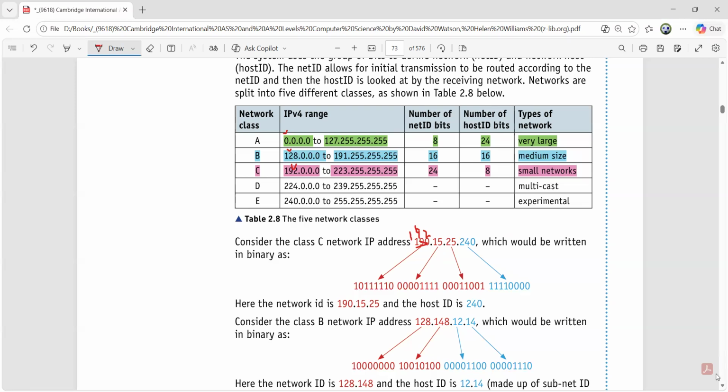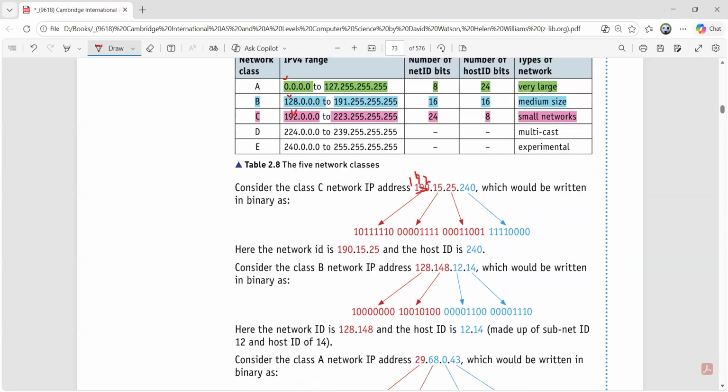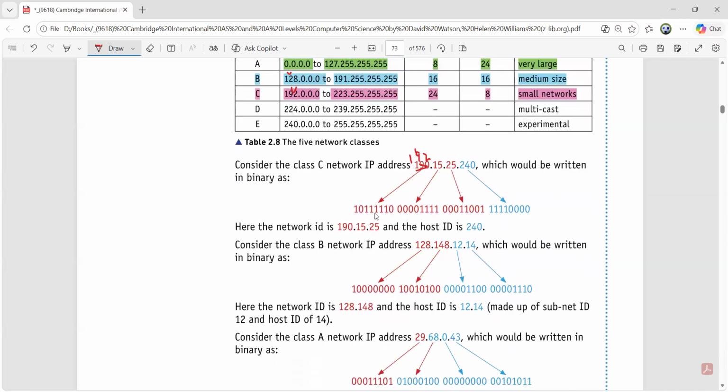When you talk about the bifurcation, it is going to be in binary form, because binary is what the computer understands. Computers only understand binary values, no other value. So this is what is written by the network administrator, and this is what we humans comprehend, and this is what the computer understands. This is the main thing. When you talk about the bifurcation, the host ID will be only 240, as I said, and the net ID will be 190.15.25, which will be the same for everyone.